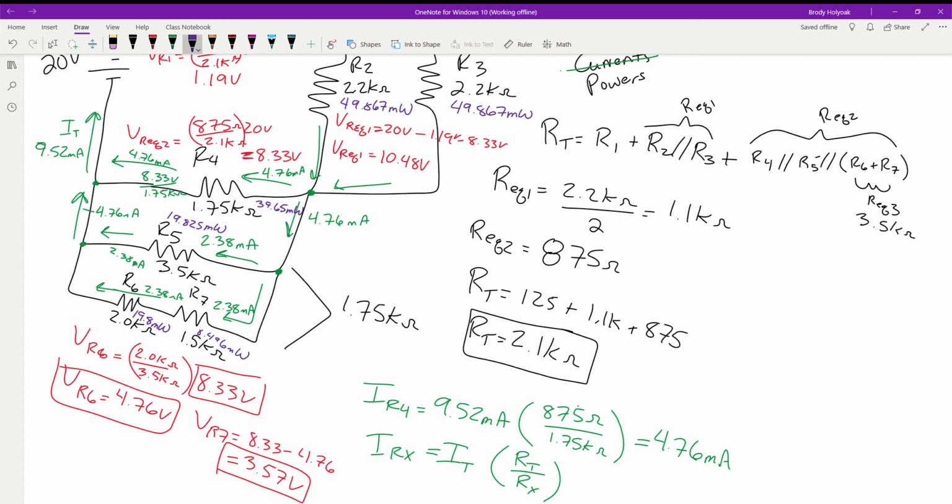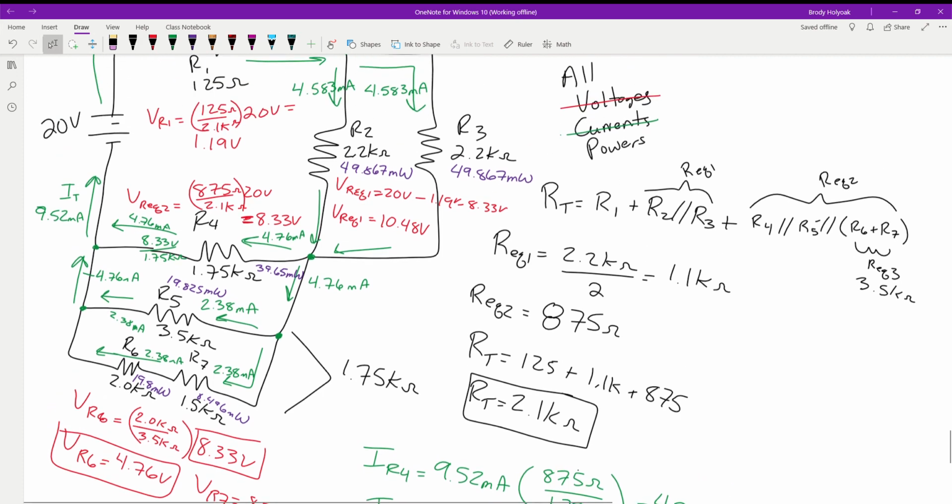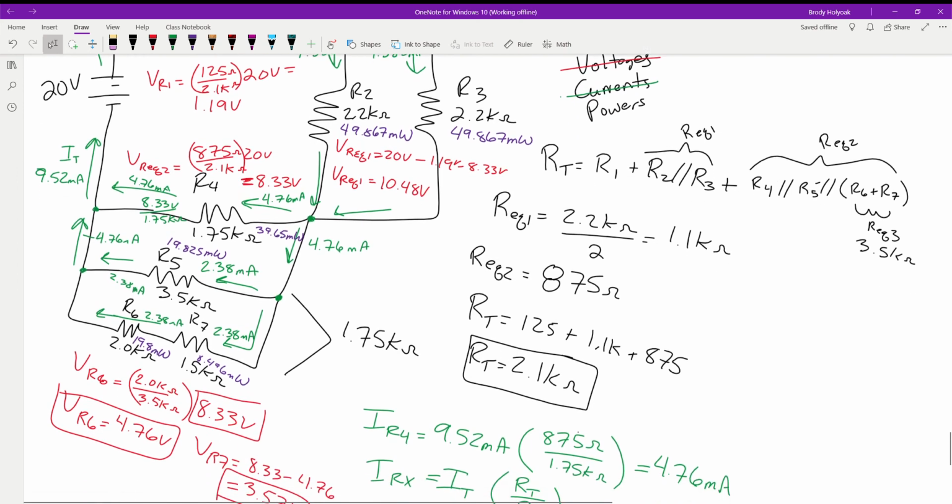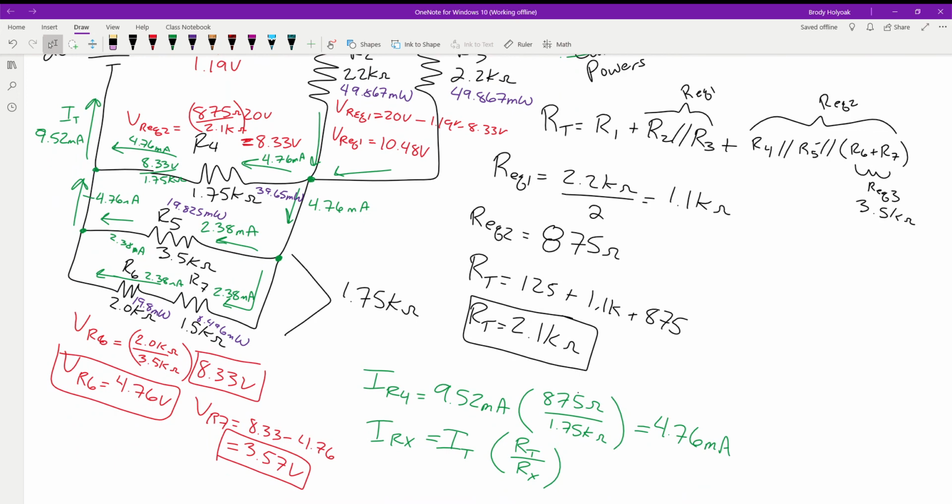Okay. So when it's all said and done, we could easily build this circuit in lab and not have any issues, because nothing is even getting close to 250 milliwatts, which is the rating of the resistors you guys have. So we're good there. The voltage of R6 is 4.76 multiplied by the 2.38. Yeah, 11 point what?